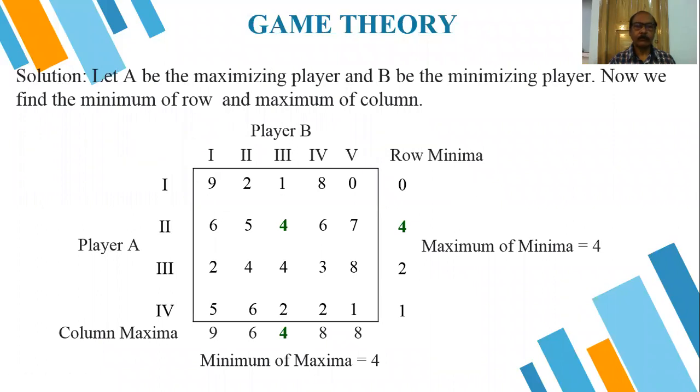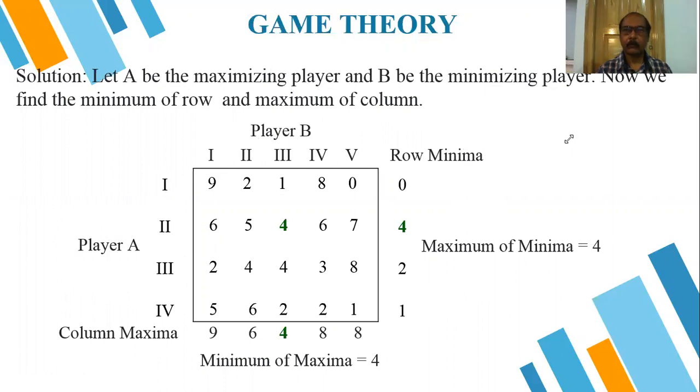Solution. If nothing is specified, normally we say player A is the maximizing player and player B is the minimizing player. Let A be the maximizing player and B be the minimizing player. Now we find the minimum of each row and the maximum of each column. After that we get the maximum of the minima is 4 and the minimum of the maxima is 4.